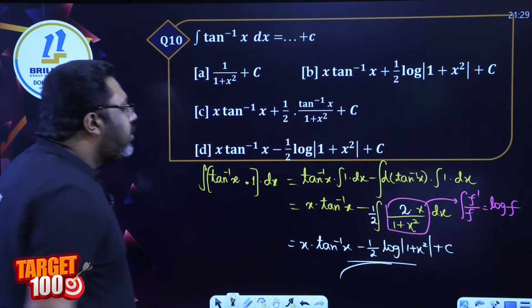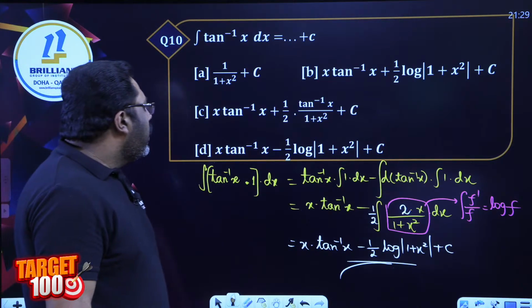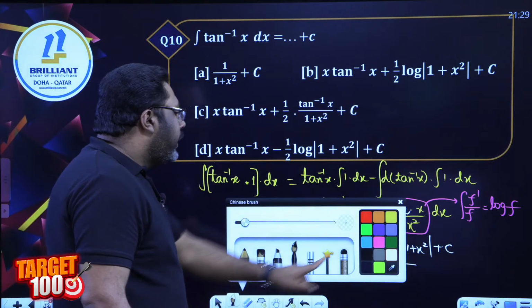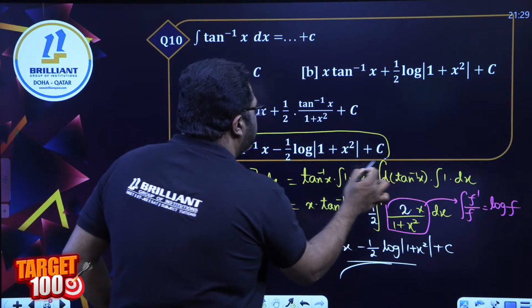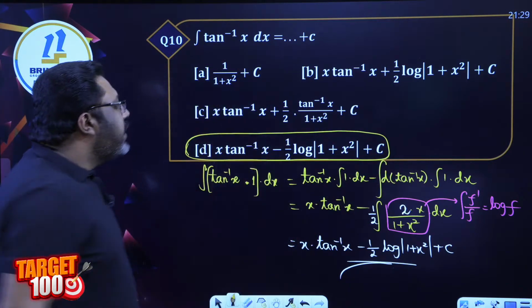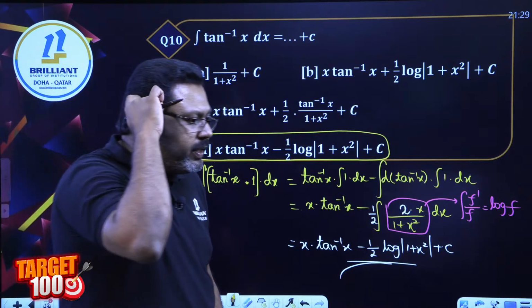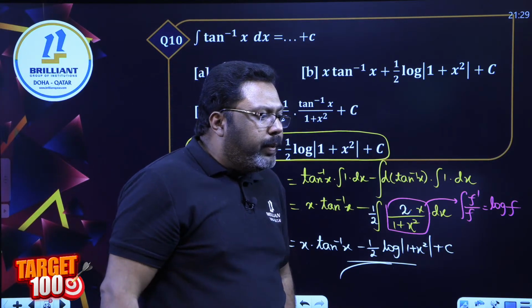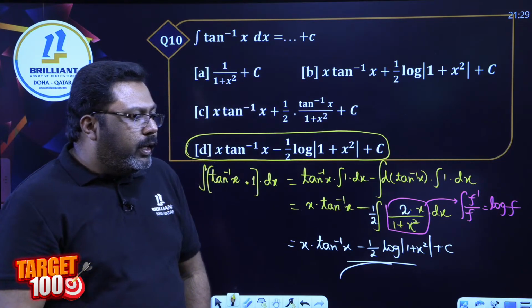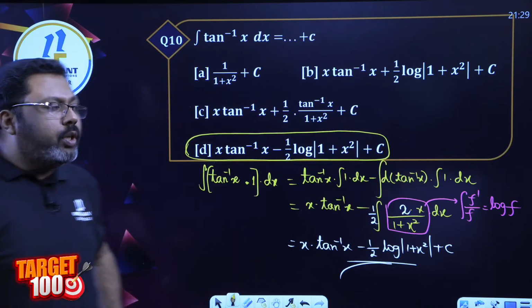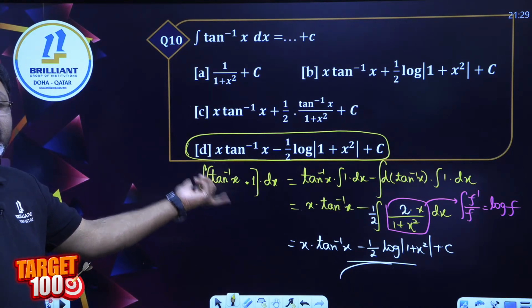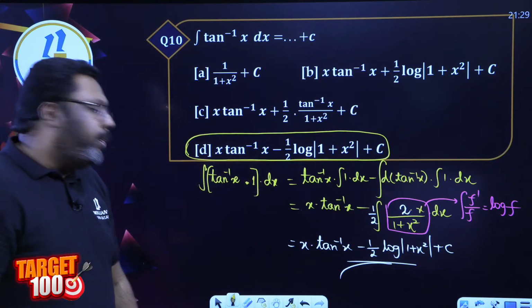X tan inverse x minus half log 1 plus x squared. Option D. Right answers all of you: Prapti, Bablu, Adil, Faras, Abin, Nitin, Jed and Ebin. Good. So it's a simple function which is done using integration by parts.